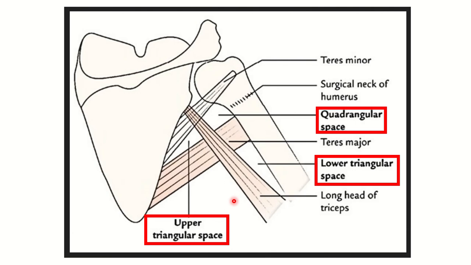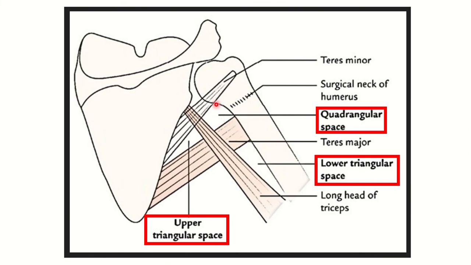The boundaries of these spaces are also very important. First, let's see the quadrangular space. Above, it is bounded by the teres minor, and below by the teres major. Almost all the time, the minor lies above and the major below. So teres minor and teres major form the superior and inferior boundaries of the quadrangular space.